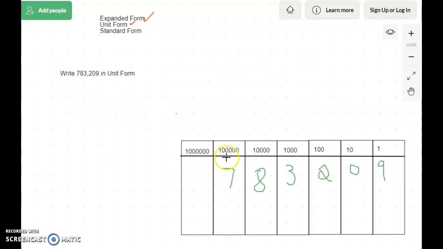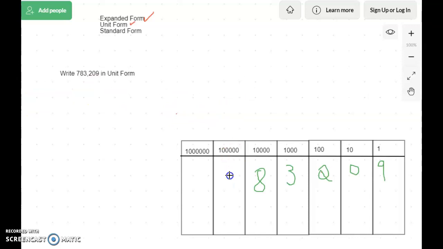So let's see how we did. As you can see, I wrote mine on my place value chart because it helps me. So it helps me realize I have 700,000s. I have 8 10,000s, 3,000s, 200s. I don't have to say 0 tens, but I have 9 ones. And that's it for unit form.